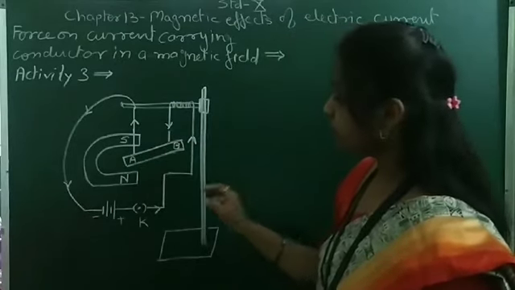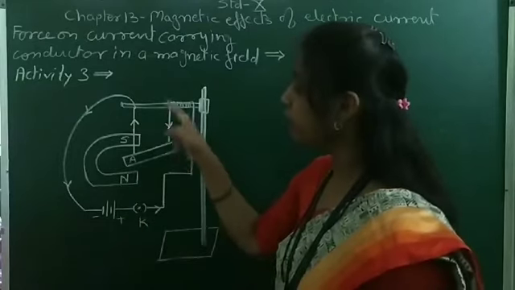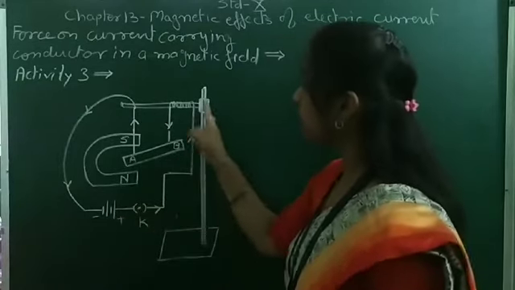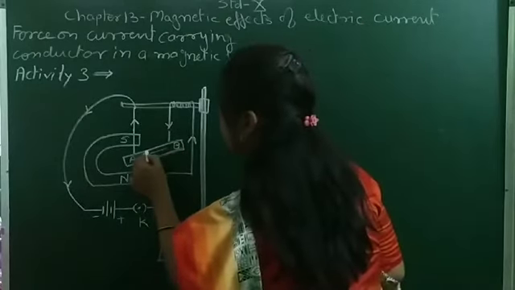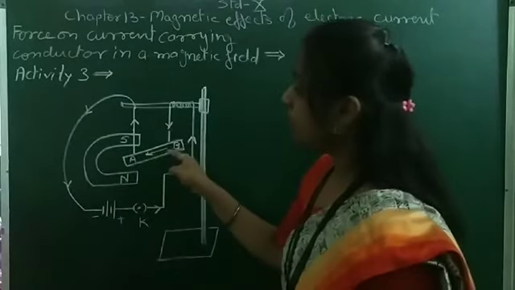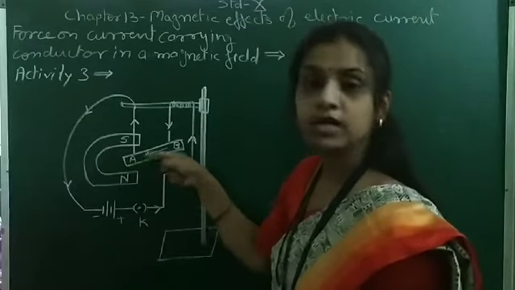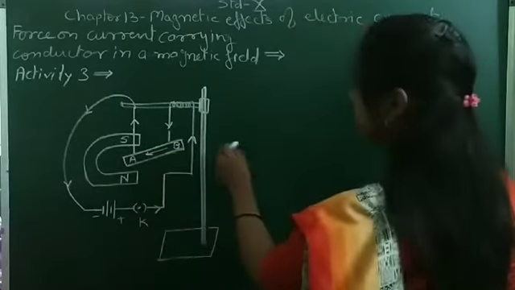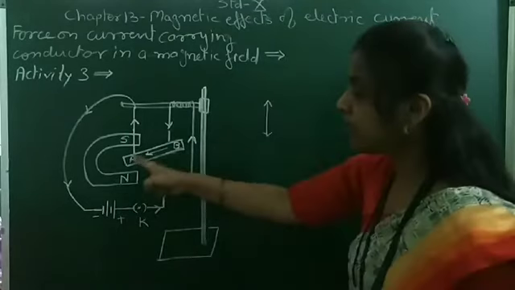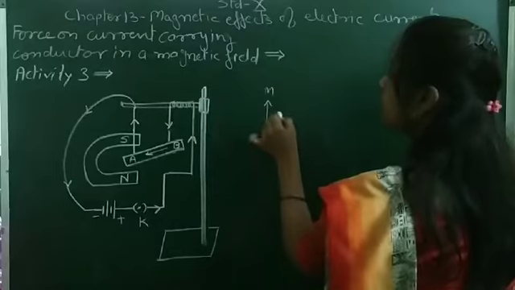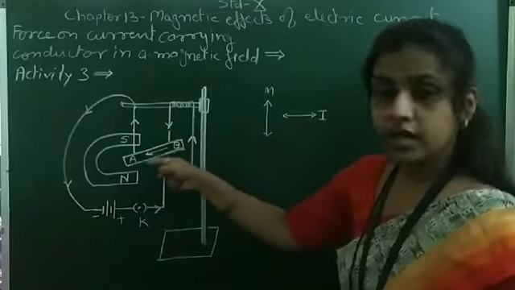horizontally. Now, when we switch on, or when the key is closed, current flows through the conductor. In this case, the current flows from B to A. So what is the direction of the current? The direction of the current is horizontal. Now see here, the direction of the magnetic field is vertical and the direction of the current is horizontal. This is the direction of the current.